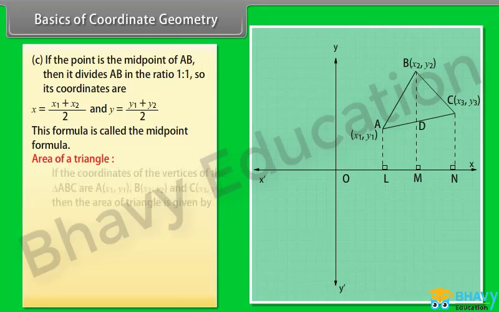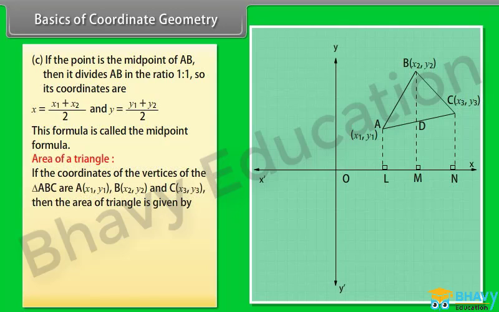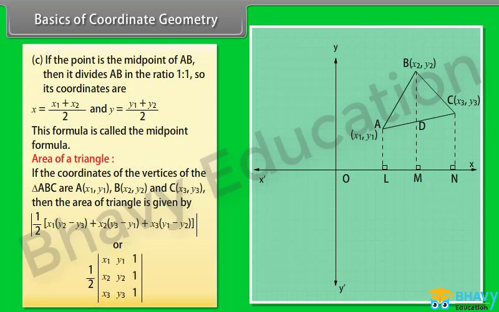Area of a triangle. If the coordinates of the vertices of the triangle ABC are A(x1, y1), B(x2, y2) and C(x3, y3), then the area of the triangle is given by modulus of 1 by 2 multiplied by [x1(y2 minus y3) plus x2(y3 minus y1) plus x3(y1 minus y2)], or 1 by 2 determinant: first row x1, y1, 1, second row x2, y2, 1, third row x3, y3, 1.